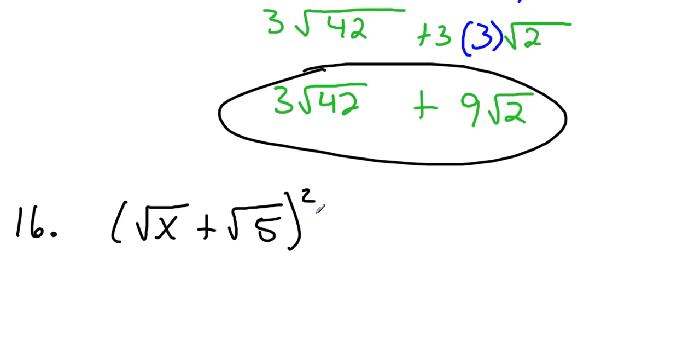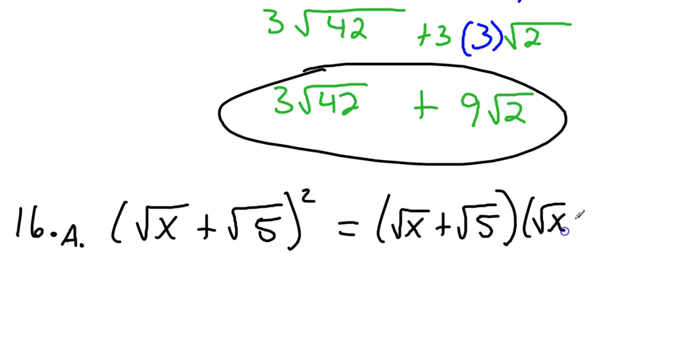Okay, for 16, still multiplication. Actually, you have 2 different parts here. We've got an A and a B, so we'll get both of these. So for the A part, it's square root of x plus square root of 5 squared. And again, the first thing on this one is it's not just squaring the first number and squaring the second number. That kind of gets you half of what you're looking for. Remember, if it's square root of x plus square root of 5 squared, that means you really need to write it twice. And once you've written it twice, then you get to go back and do the full method.